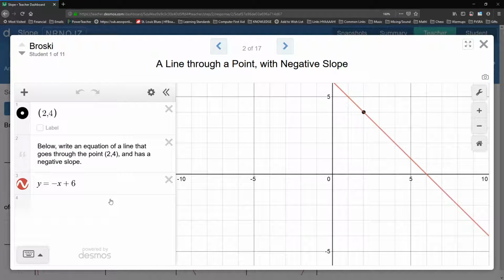Think about what this means. The 6 here means we're starting at 6 on the y-axis, up here. And then we're going to subtract 1 each time. That's what that slope means, down 1 over 1. So if we start at 6 and subtract 1, we're now at 5. If we subtract 1 again, we're now at 4 on the y-axis. Do you see how that'll definitely go through something with a 4 in it? Because we'll be able to subtract 1 twice and get there.